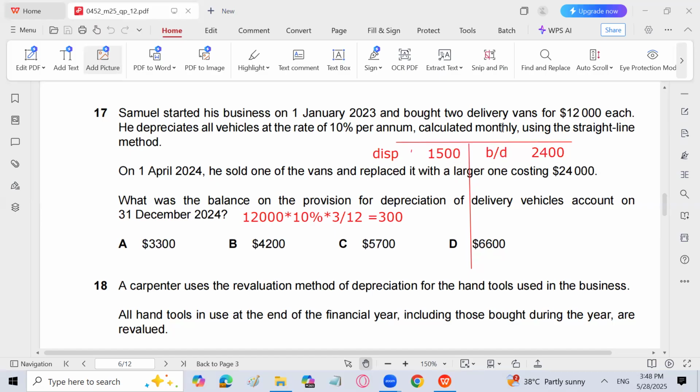Because the first asset, the one which is sold, is depreciated in 2023 for 1,200, and again in 2024 for 3 months, 300. 12 plus 3, 1,500. Now I have to write depreciation for the profit and loss account figure, the charge for the year. I will go with the steps. First, calculate depreciation on the newly purchased asset.